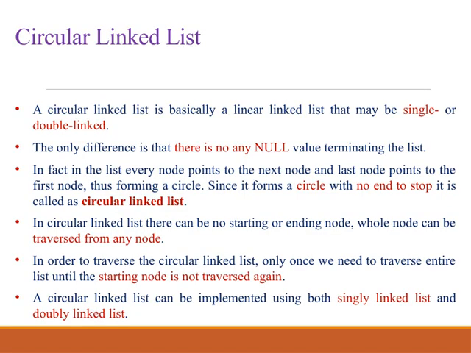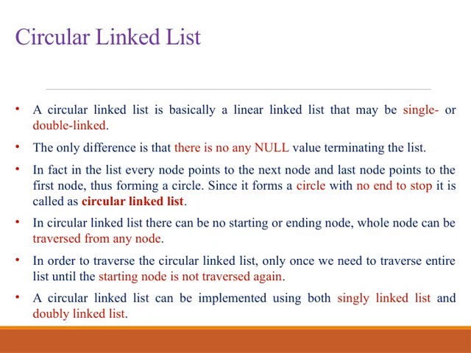Let's talk about the circular linked list. Think of it as a variation of the linear linked list, but with a twist. It can be either single-linked or double-linked, but the key difference is that there are no null values at the end to mark the termination. Instead, every node points to the next node, and crucially, the last node points back to the first node, which creates a circle. Because of this structure, there's no clear starting or ending node. The entire list is connected in a loop. This means that from any node, you can traverse the whole list and come back to where you started, making it quite flexible for certain applications.